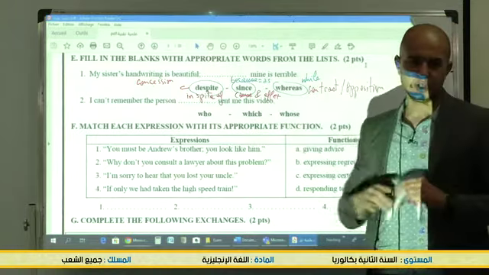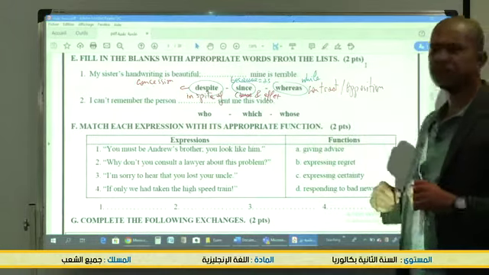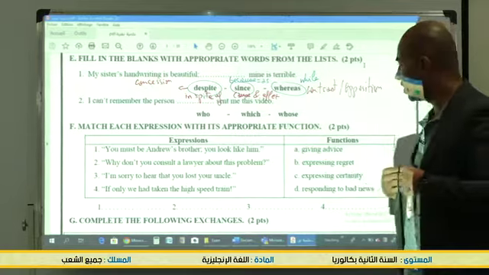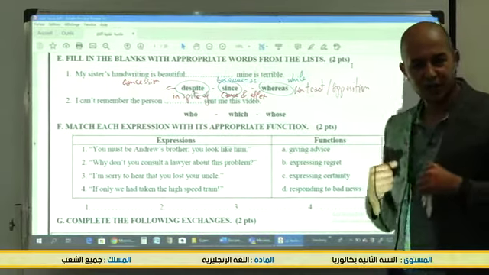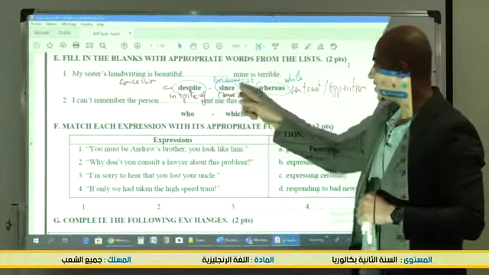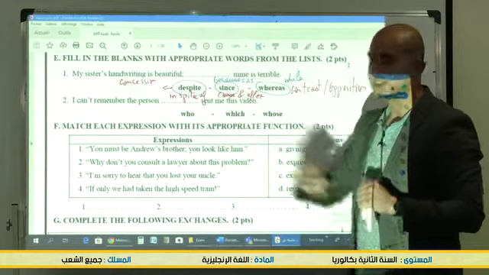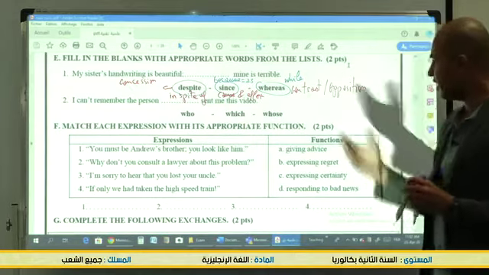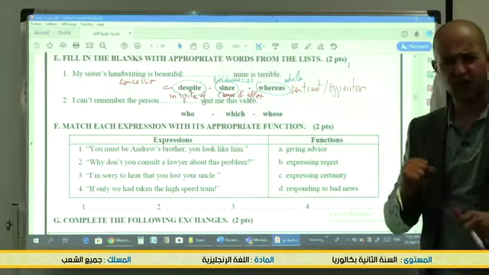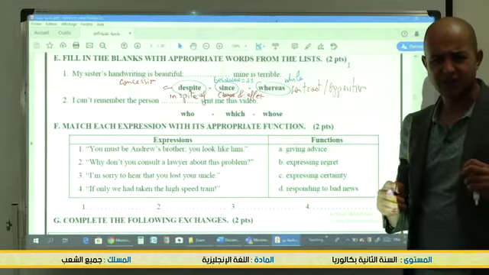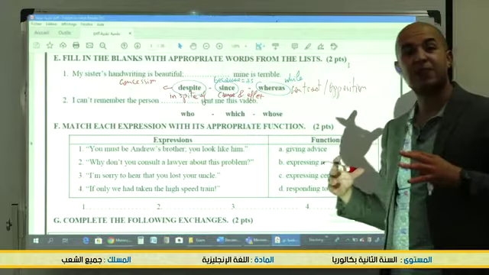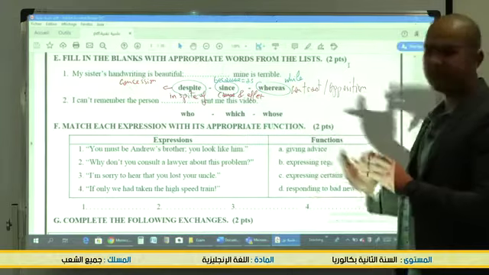Since, for example: since it's very cold, because it's very cold, I'm going to wear my coat or my jacket. And despite, for example, let's say I worked very hard but I didn't get a good grade or a good mark. So I can say, despite working hard, I did not get a good grade.